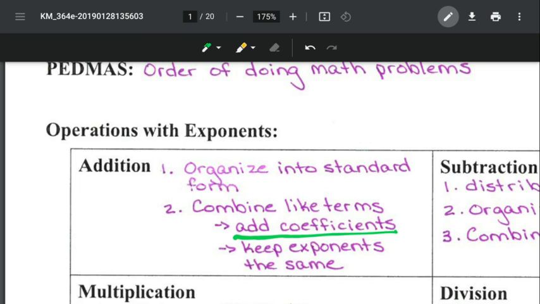When you combine like terms, you add the coefficients. Coefficient is the big number in front of a variable. Like if you have 3x squared, 3 is the coefficient. So when you add the big numbers, you keep the exponents the same. We'll try some of those problems together on this video, and then you're going to do a lot of practice on your own.